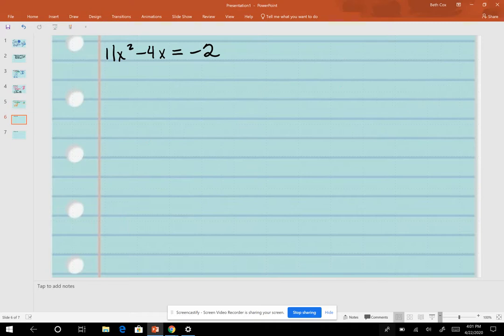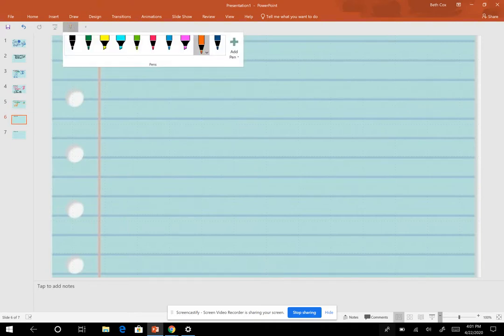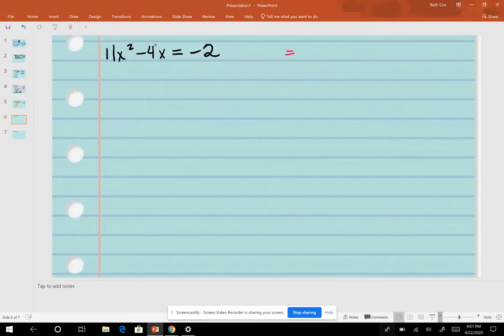Let's move on. Okay, so this one we're going to start again with the A, B, and C. Wait a minute. Can we do A, B, and C? Is it in the right form? Does it say equals 0? It does not say equals 0, so we're going to add 2 to both sides. And now it's going to say 11x squared minus 4x plus 2 equals 0. So now my A is 11, B is -4, and C is 2.